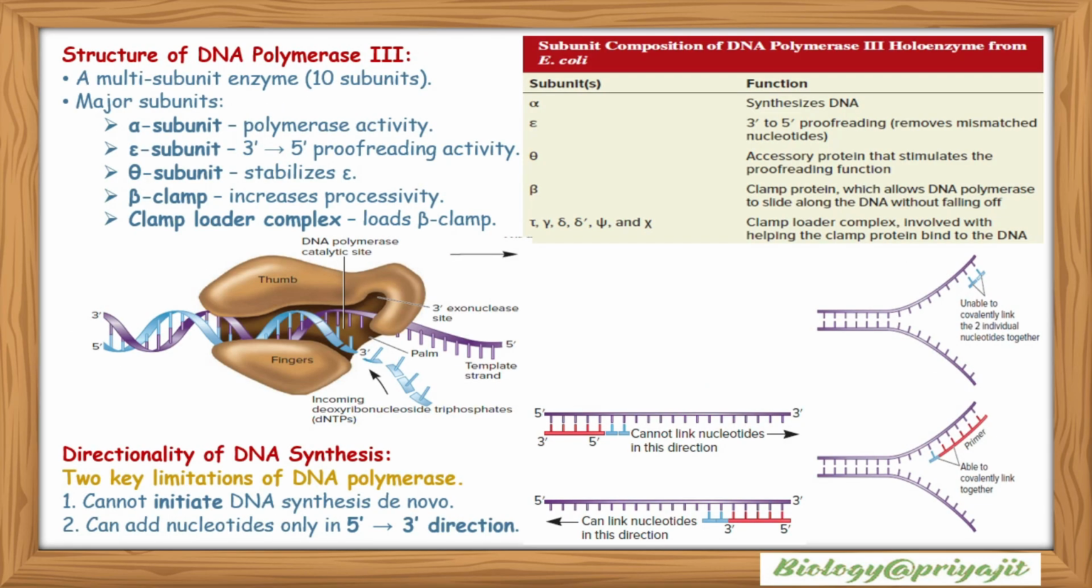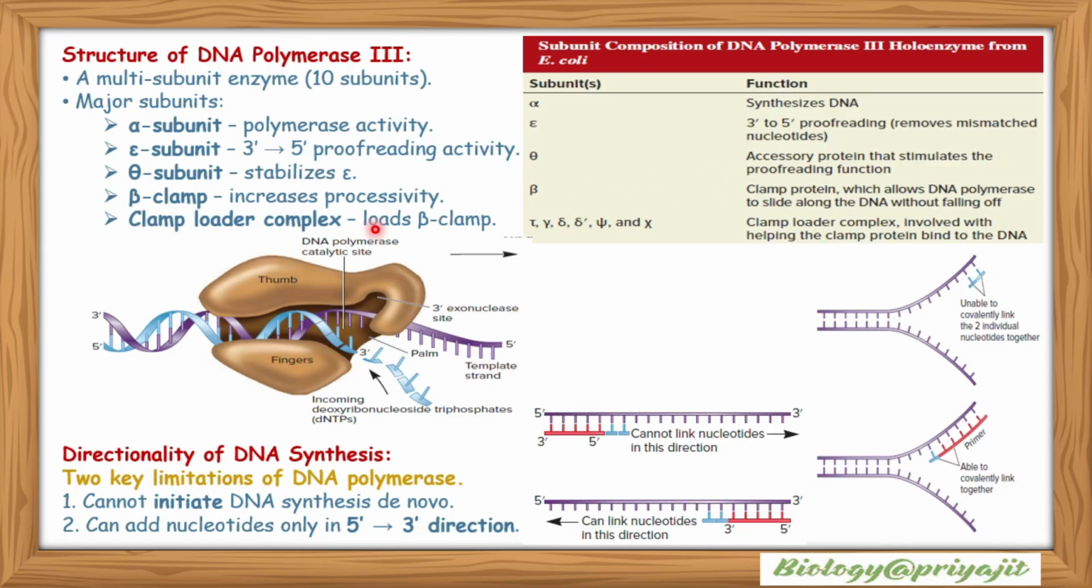Structure of DNA polymerase III. It is a multi-subunit enzyme, and it has different subunits like the alpha subunit, which has the main polymerase activity. It synthesizes DNA. Beta clamp increases the processivity of the polymerase enzyme. Epsilon subunit has 3 prime to 5 prime proofreading activity. Theta subunit stabilizes the epsilon, and it is an accessory protein that stimulates the proofreading function.